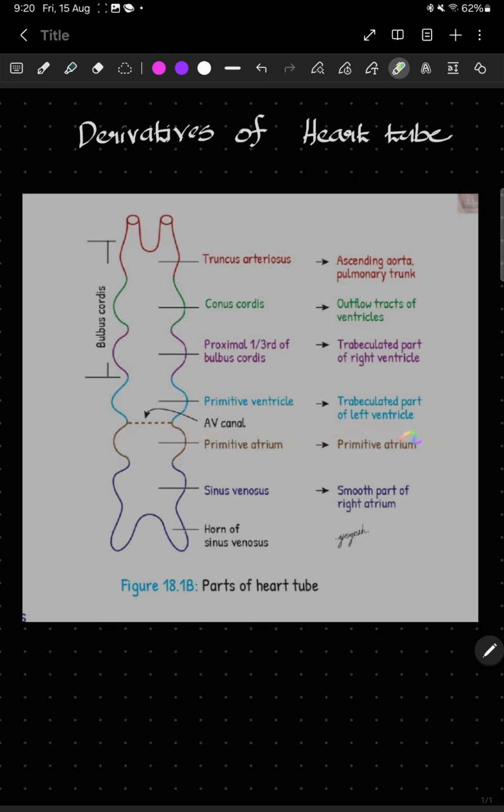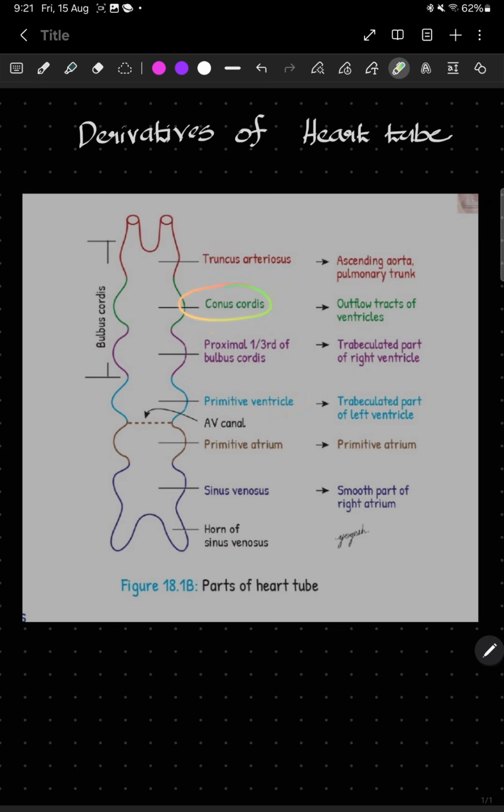Further, the primitive atrium is the rough anterior part of both the right and left atrium. And the primitive ventricle will form the trabeculated part of the left ventricle. It is the rough inflowing part of the left ventricle. And further, the proximal one third of the bulbus cordis will form the trabeculated or rough inflowing part of the right ventricle. So, the trabeculated or rough inflowing part of the left and right ventricle are correspondingly forming from the primitive ventricle and the proximal one third of bulbus cordis.